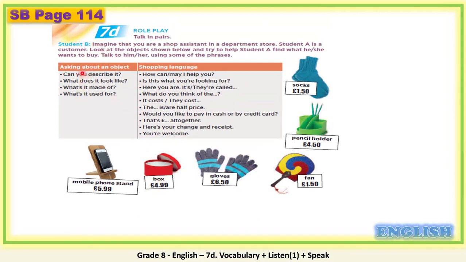Okay, and you are asking about an object. These are the questions you might need to use. And this is the shopping language you might need to use. Okay, now take your time to imagine a dialogue between a customer and a shop assistant. You can write the dialogue in your notebook, and when you finish, please play the video again to have a look at a suggested dialogue.